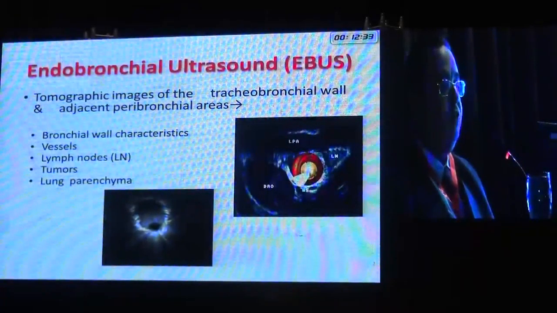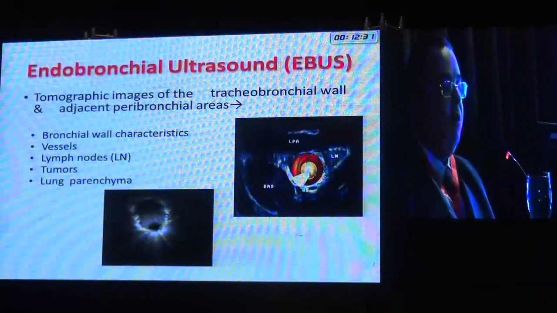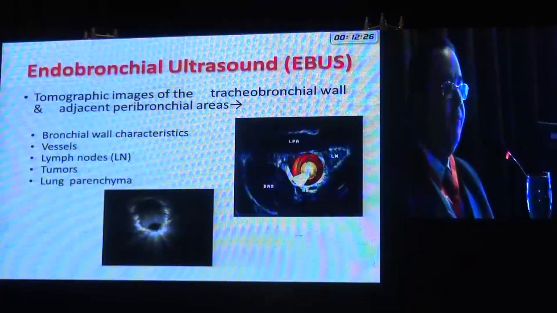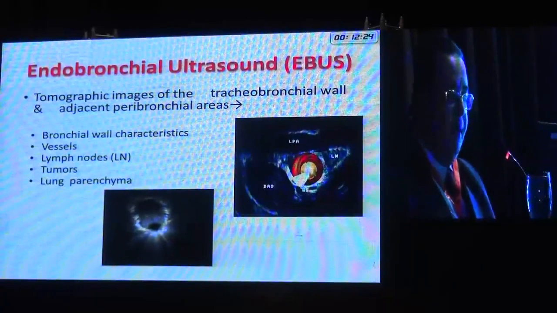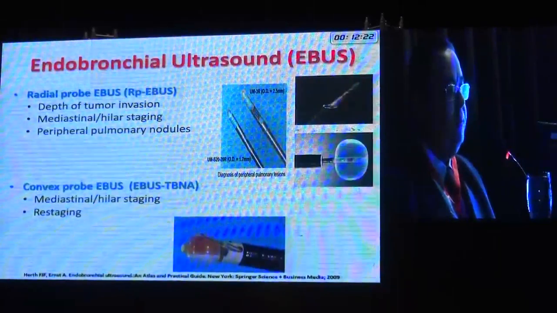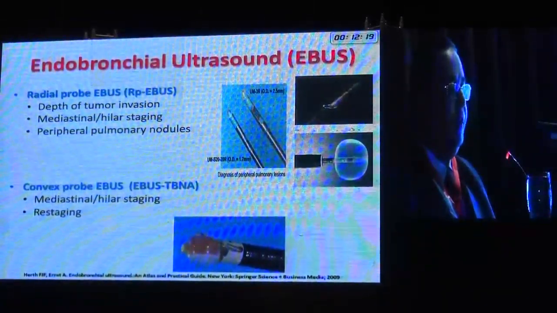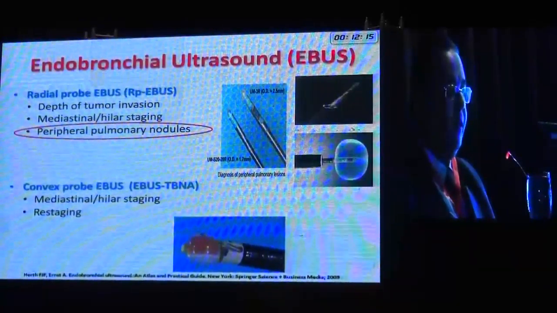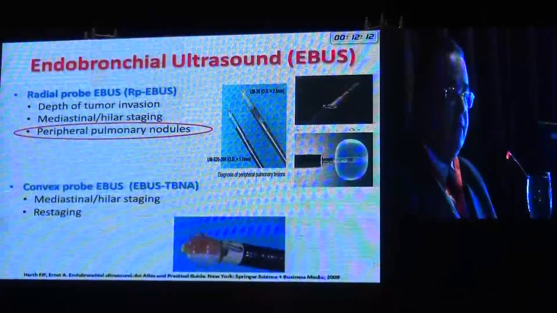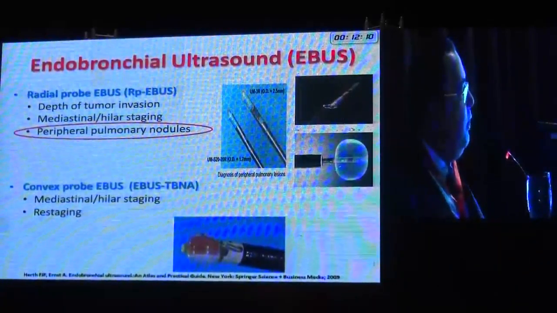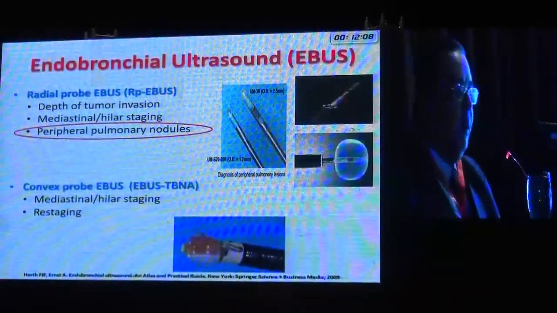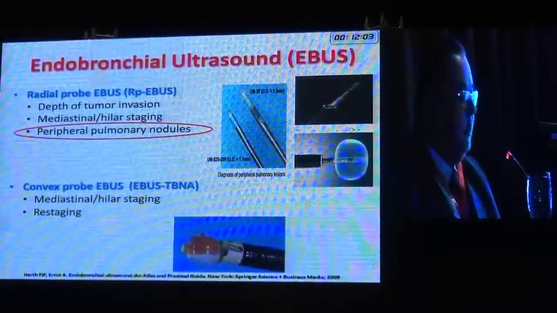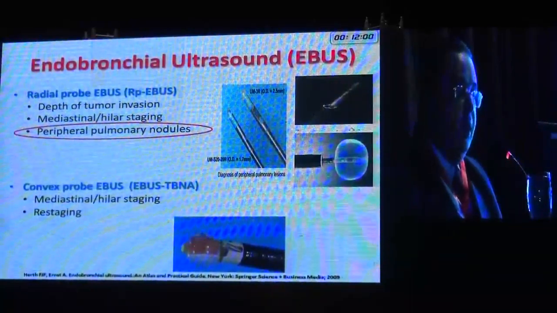With EBUS, we can obtain tomographic images of the tracheobronchial tree and adjacent structures. We can see bronchial airway characteristics, vessels, lymph nodes, tumors, and the lung parenchyma. We have two types of EBUS, the radial EBUS and the convex probe. The radial EBUS, which we use for diagnosing peripheral lung lesions, uses these radial probes. We can advance them through the bronchoscope and then inflate the balloon. While in parenchymal lesions, it's not a must to inflate the balloon. You can use the ultrasound probe naked, without the balloon.